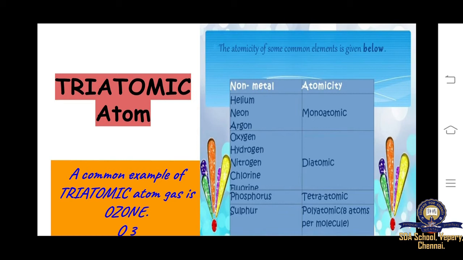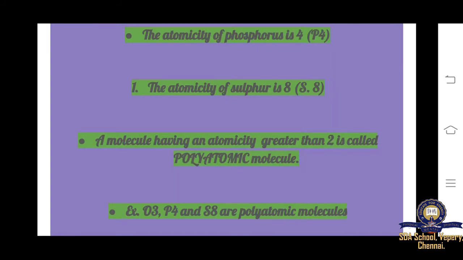So we already studied monoatomic, diatomic and triatomic. Here we have two more atomic natures: tetraatomic, that is 4 atomicity, and sulfur, polyatomic, more than 4. Poly means many. Here its atomicity is 8. The atomicity of phosphorus is 4, that is P4, and the atomicity of sulfur is 8, that is S8. So P4 is tetraatomic in nature and S8, sulfur 8, is polyatomic in nature.